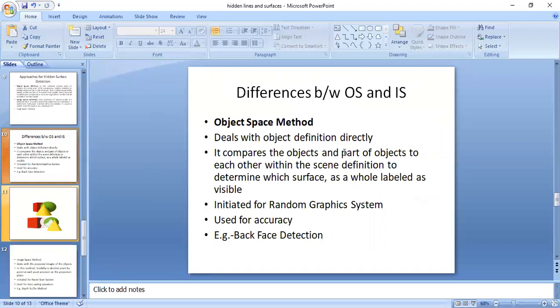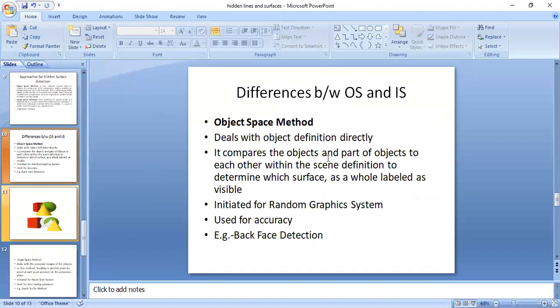First, it deals with object definition directly. You can add more points, such as that it works with the physical coordinate system. The meaning is the same. It deals with the object definition directly. That means before converting to the screen coordinate, we apply the hidden surface algorithm to the actual physical coordinates.